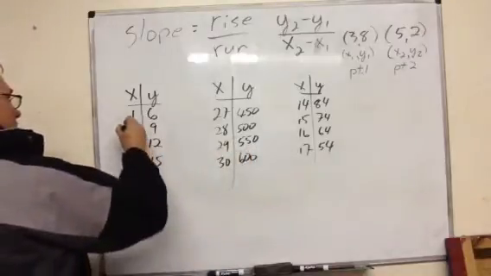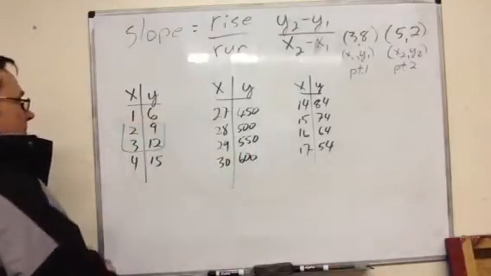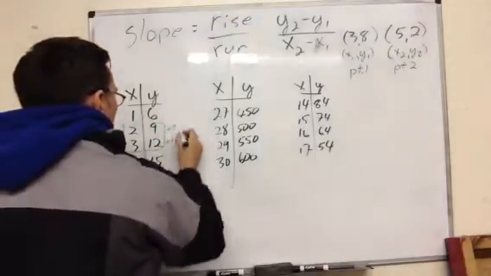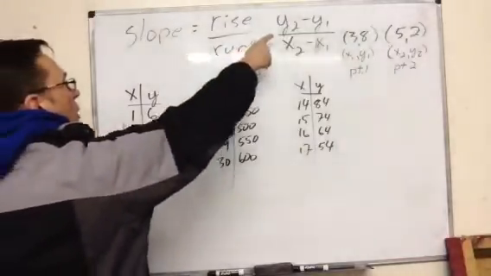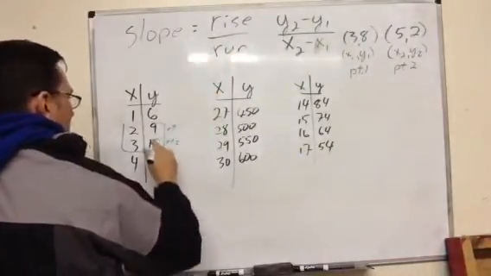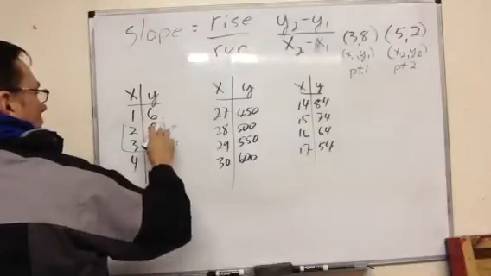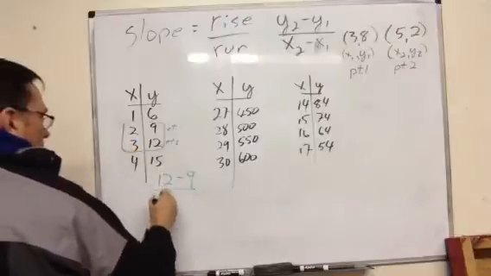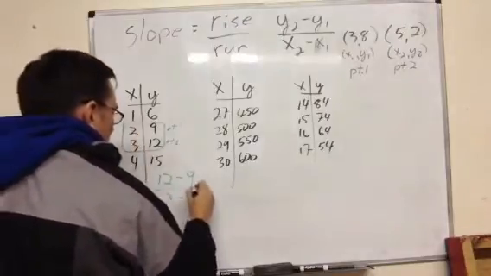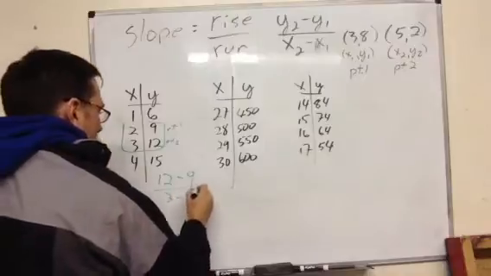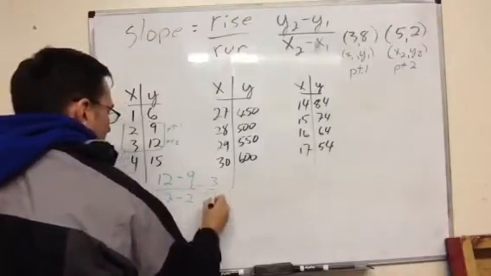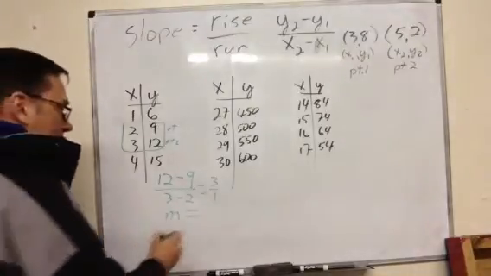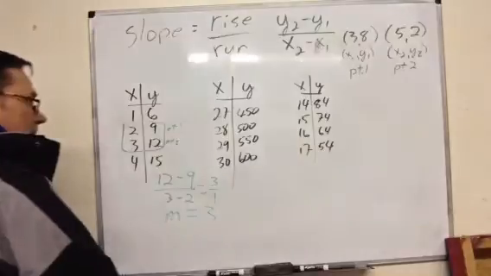Let's say, for instance, I'm just going to pick these 2 points right here. This is going to be my point 2. This is point 1. So I'm going to go y sub 2, according to my formula, which is 12, minus my y sub 1, which is 9. The x sub 2 is 3, and that's a 2. 12 minus 9 we know is 3. 3 minus 2 is 1. So my slope, and remember, slope is represented with the letter m, would just be 3.